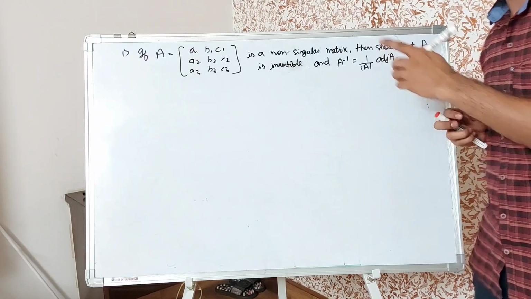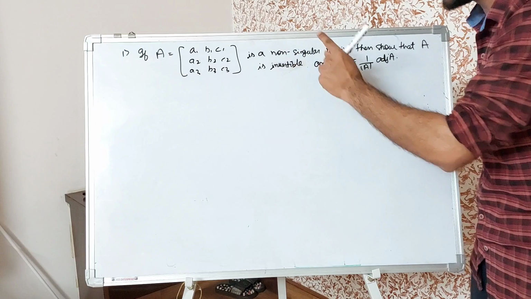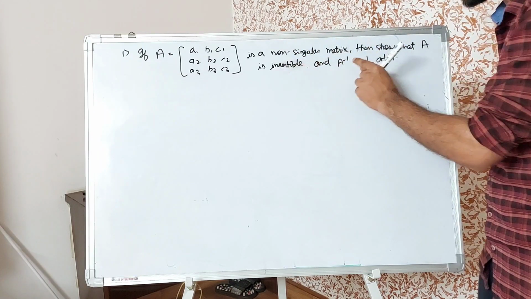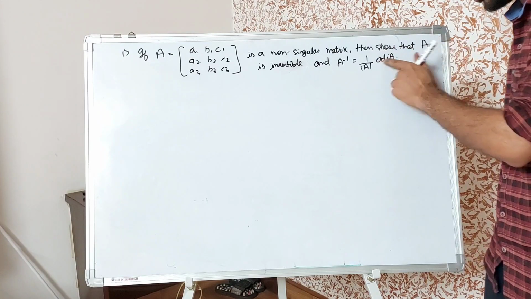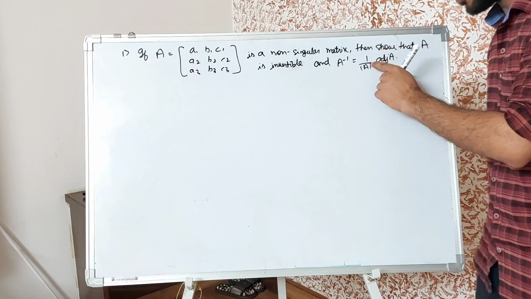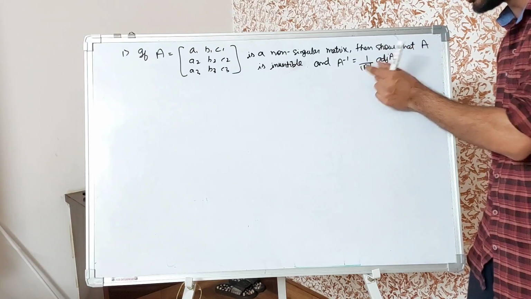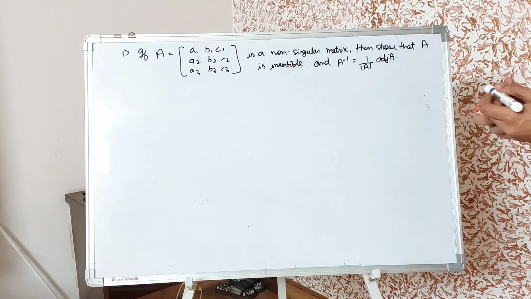So the first question: if A = [[A1, B1, C1], [A2, B2, C2], [A3, B3, C3]] is a non-singular matrix, then show that A is invertible and A inverse equals 1 upon determinant of A into adjoint of A. It's mentioned as adjoint of A upon determinant of A, so we can write that as determinant of A as well. There's nothing wrong with that, so we can quickly move on with this question.